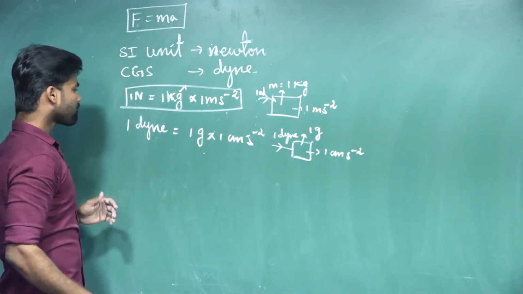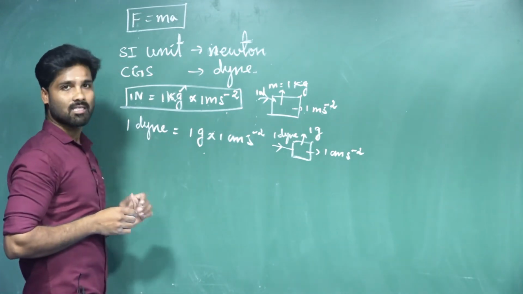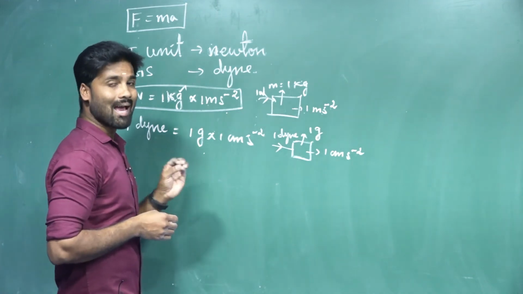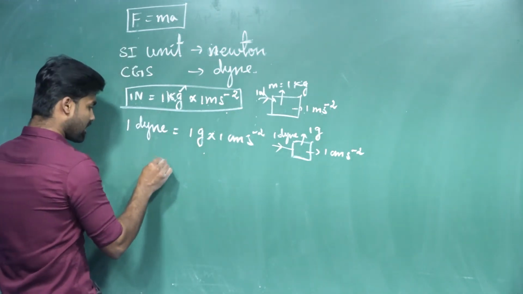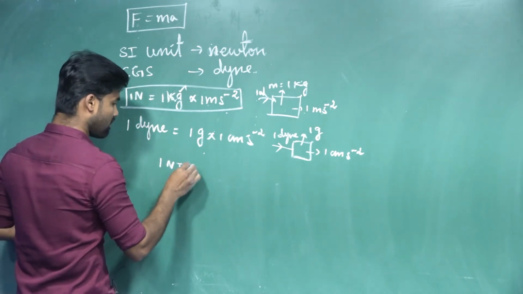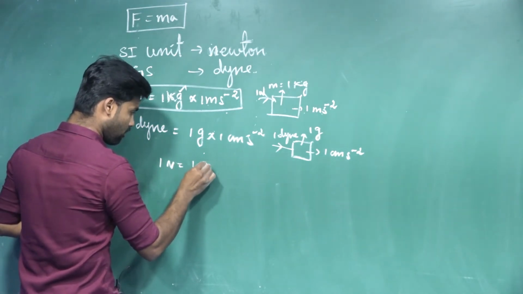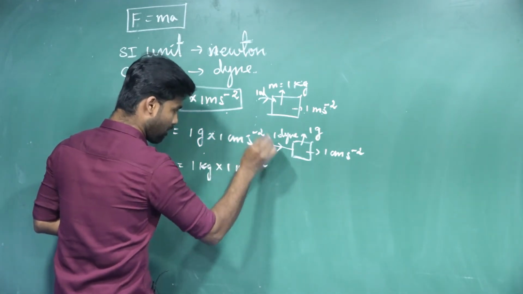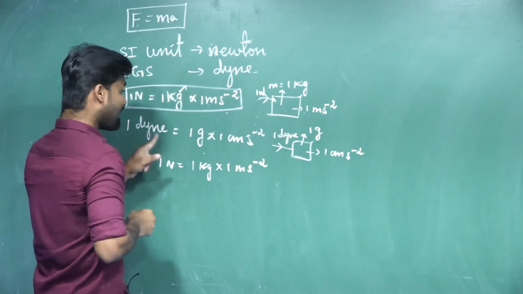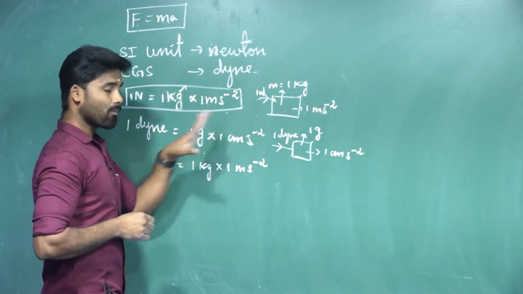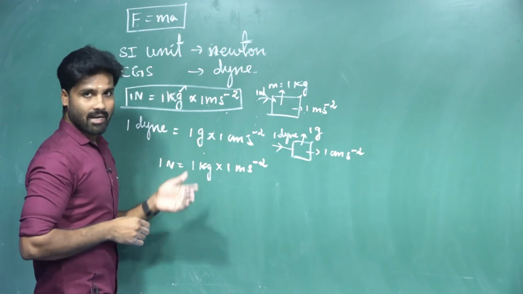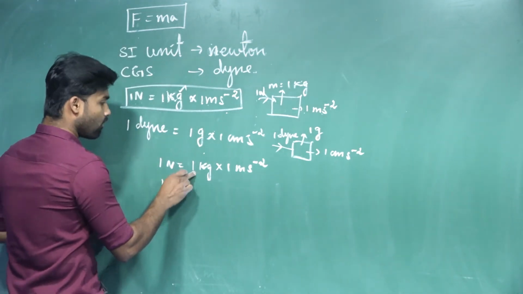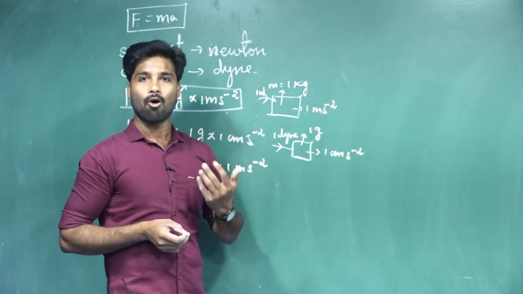So 1 Newton is equal to how many dyne? Sometimes they may ask this as a 1 mark question. How do we answer it? We already know that 1 Newton equals 1 kilogram into 1 meter second power minus 2, and 1 dyne equals 1 gram into 1 centimeter second power minus 2. So 1 Newton equals 1 kilogram, which equals how many grams?